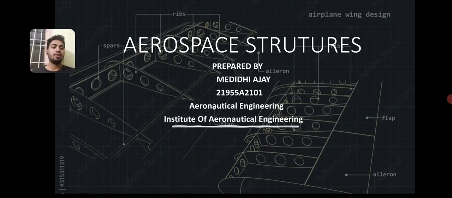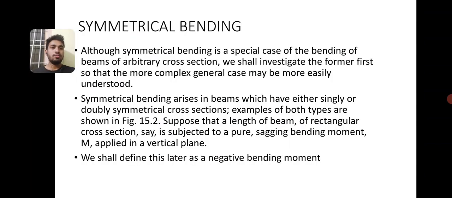In this presentation, I am going to discuss a concept video of aerospace structures, and that is symmetrical bending. Although symmetrical bending is a special case of the bending of beams of arbitrary cross section, we shall investigate the former first so that the more complex general case may be more easily understood. Symmetrical bending arises in beams which have either singly or doubly symmetrical cross sections. Examples of both types are shown in the figure.